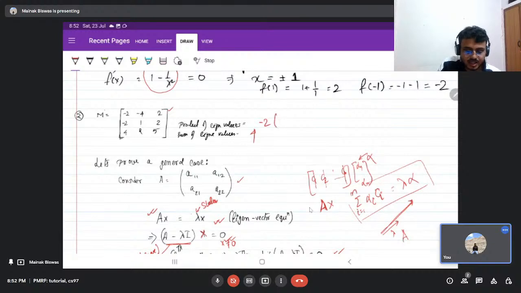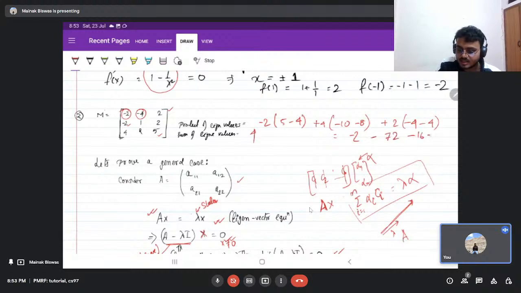I'm just expanding, I'm taking the determinant of the matrix. So it's 5 minus 4. I did it across this, and then about minus 4. So minus 4 into minus, so plus 4, minus 10, minus 8. So you get this and this, minus 10 and minus 8, plus 2 into minus 4, minus 4. So you get this as minus 2, minus 72, and minus 16, that is equal to minus 90.